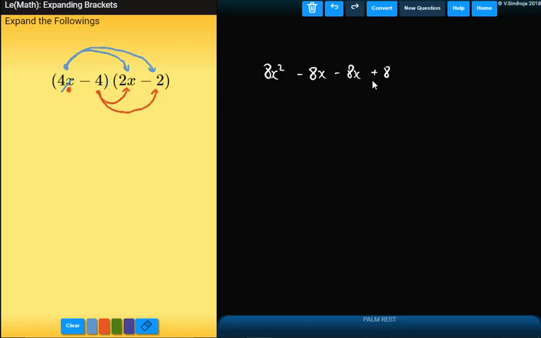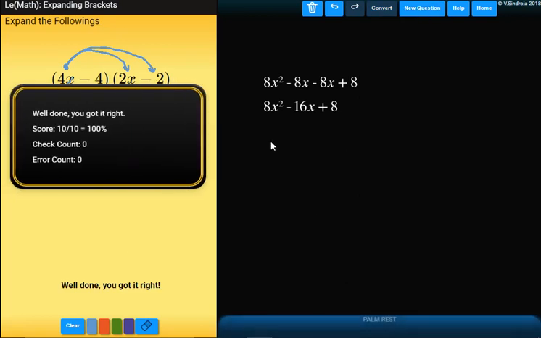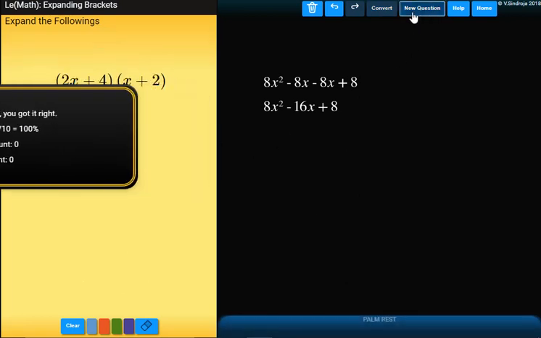So when you get to this stage, you need to simplify it. The middle two terms are both x's, and you can collect them together. So remember, you multiply the terms first, and then you add and simplify afterwards. So 8x squared take away 16x plus 8. Remember, this is minus 8x, take away another 8x, which is minus 16x. So I'm going to convert that, and I'm going to check it. It's right.